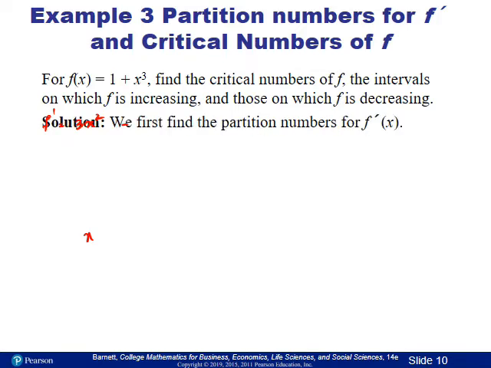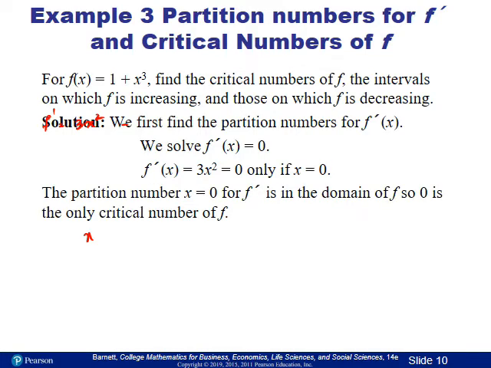We first find the partition number for f dash of x, and to do so we take its derivative, put it equal to 0 and solve for x. We solve f dash of x equals 0, which gives us x equals 0. The partition number x equals 0 for f dash is in the domain of f, so 0 is the only critical number of f. This is a very important statement: since 0 is in the domain of f, it is a critical number as well.